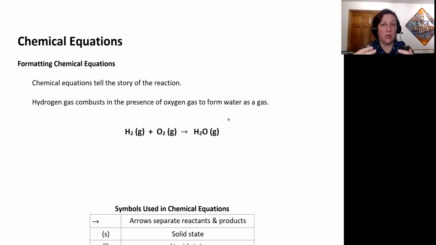So I'm going to talk through that process of taking information and abbreviating it into a chemical reaction, and then reading a chemical reaction and unpacking it to understand the story of the reaction. So I have a sentence that describes a chemical reaction, that hydrogen gas combusts in the presence of oxygen gas to form water as a gas. And so this sentence tells us what is happening when we combust hydrogen gas.